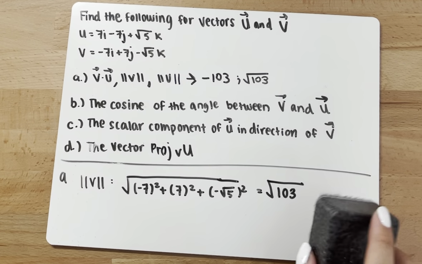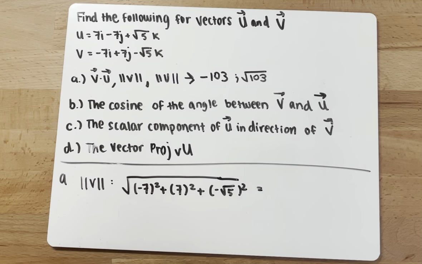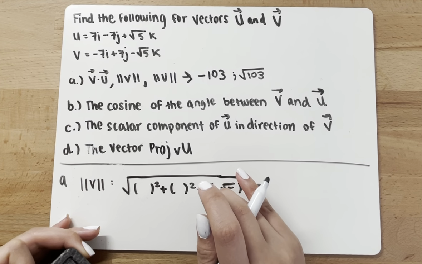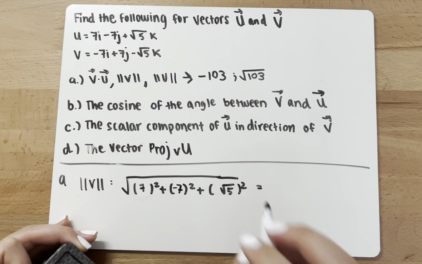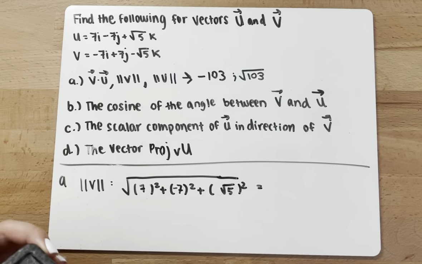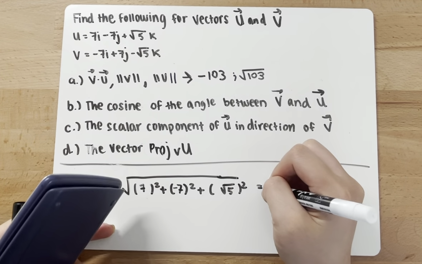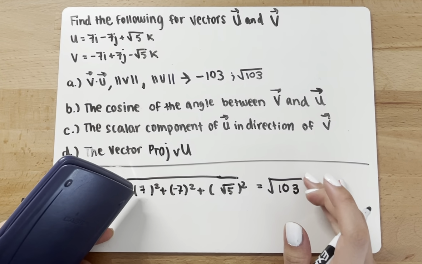Now, moving on to u. Same thing, just different signs. So it'll be 7, -7, and a positive √5. And when you square any number, it doesn't matter what sign it has, it's always going to end up being positive. Therefore, you will have the square root of 103, just like the magnitude of v.